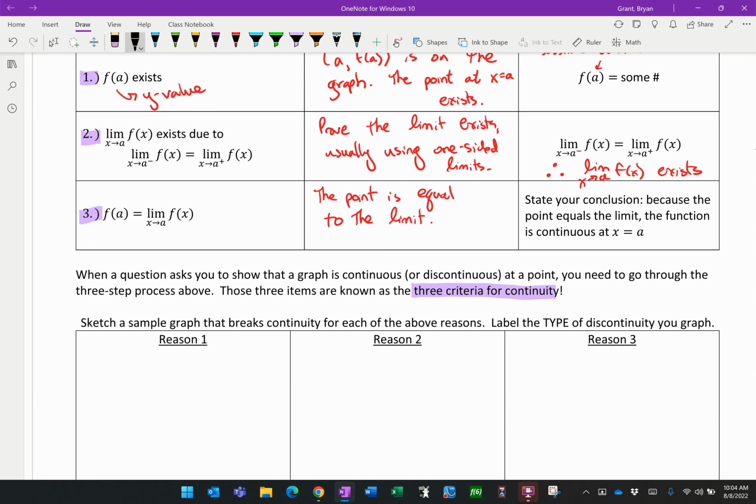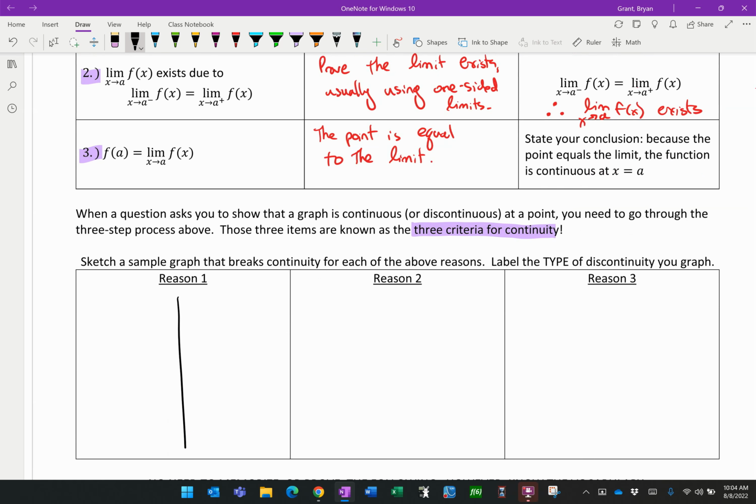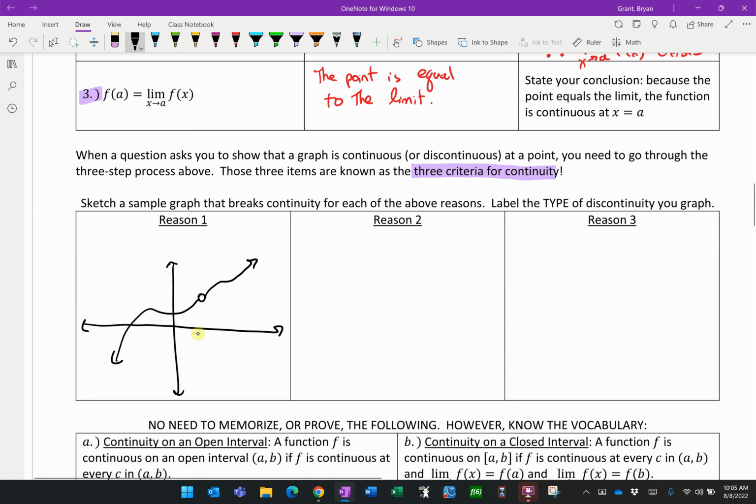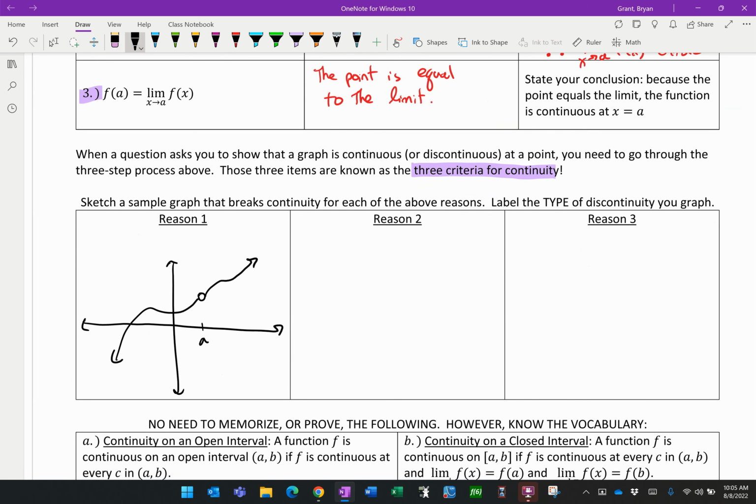So, reason number 1. If we're going to sketch a graph that breaks continuity because of reason number 1, and again, reason number 1 is that a point doesn't exist, let's do something that is almost continuous, and I'll just do a cute little wavy line here, like so. Okay, this limit exists, so step 2 is fine. However, this is not continuous because there is no point at, and I'm going to call this a right here. So reason number 1, we would say f of a does not exist.